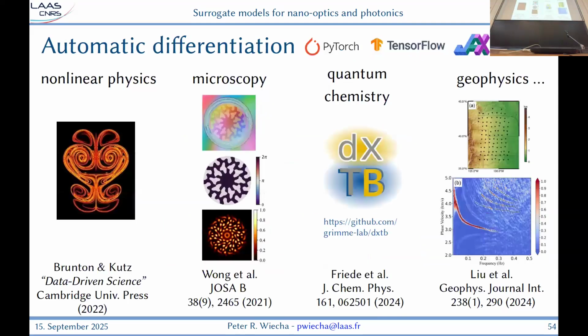Okay, so for the last 5 minutes, I will go back to automatic differentiation and very quickly just draw your attention to the fact that you can not only use this for deep learning models, but you can really do basically any kind of calculation you can implement in these automatic differentiation deep learning frameworks like PyTorch or JAX. This is actually used today also for many simulation toolkits without any deep learning in various physics domains. For example, I found examples in nonlinear physics, in microscopy, quantum chemistry, geophysics, but also in nano-optics and photonics.